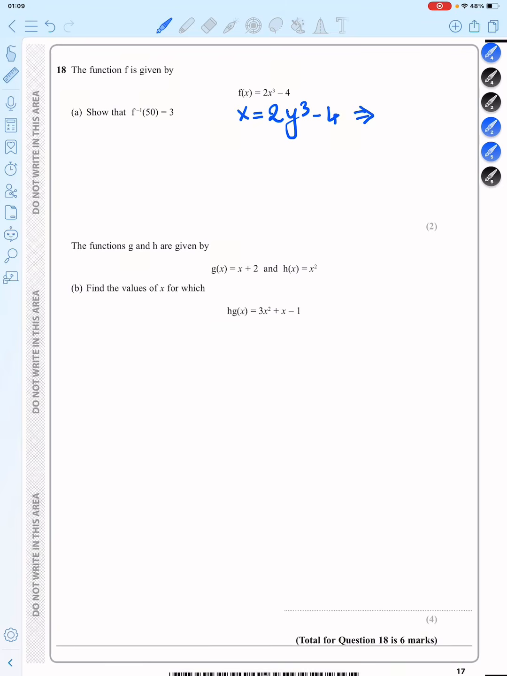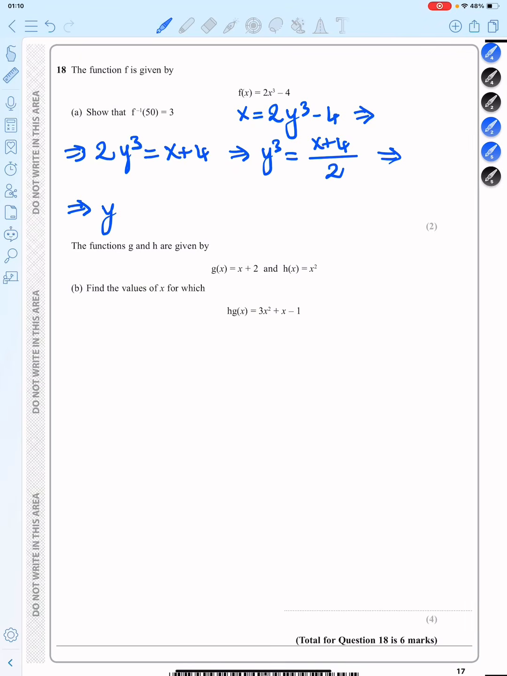So this implies that 2y cubed is equal to x plus 4. If I divide everything by 2, then y cubed would be equal to (x plus 4) over 2. And then this implies that y is equal to the cube root of (x plus 4) over 2, right? And that is our f inverse of x. So f inverse of x is basically equal to this. Now we need to show, so let me delete this part.